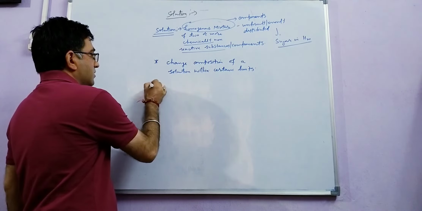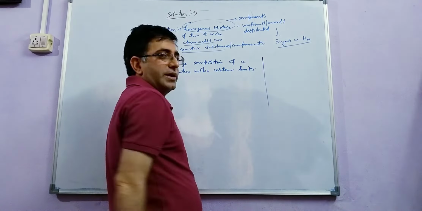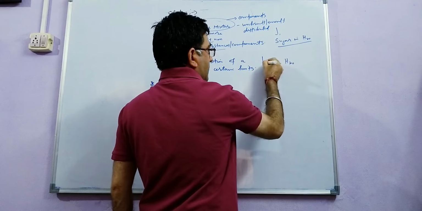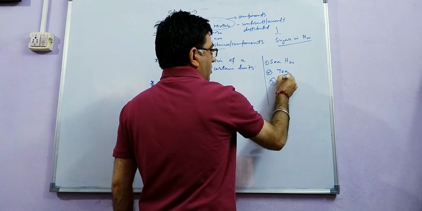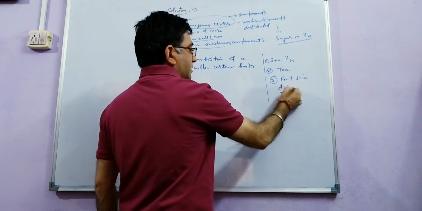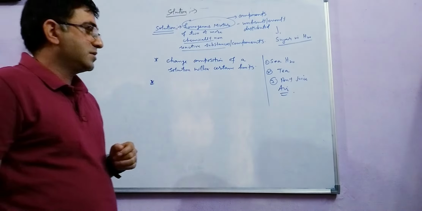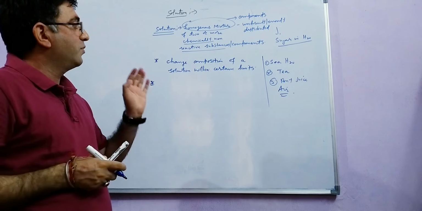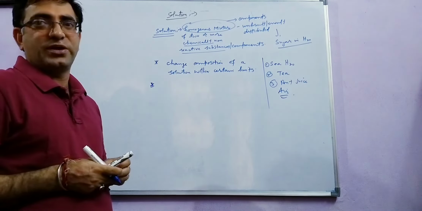Now next, there are some examples of solutions which we observe in our daily life. One is seawater, the most common example. Another is tea or any kind of juice, or the air we breathe in, which is a homogeneous mixture, that is, a solution. But sometimes we consider air as heterogeneous when we consider dust particles in air. Otherwise we take air as a homogeneous mixture.